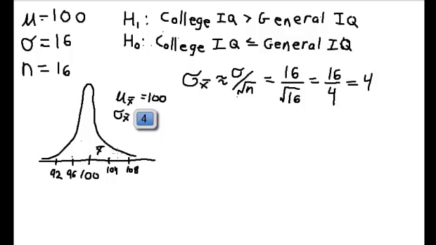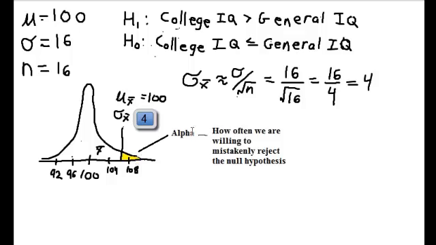So I might say, well, what if we set it up so that the result would only occur due to chance, let's say, 5% of the time. In other words, we'll set some criterion so that the sample mean will only be that high 5% of the time if the null hypothesis is correct. On the other hand, if I'm right and college IQ is really better than the general population, I expect it to be that high or above. That's called alpha. Alpha represents how often we're willing to mistakenly reject the null hypothesis. We're always going to have some alpha level. It's typically 5%.